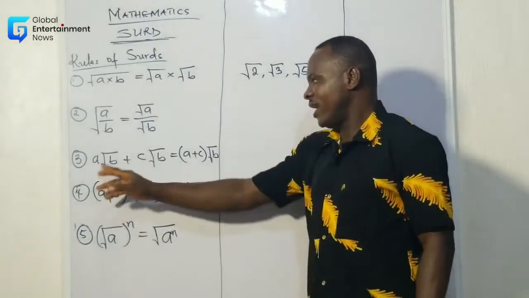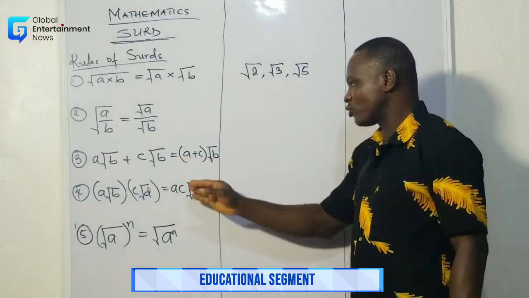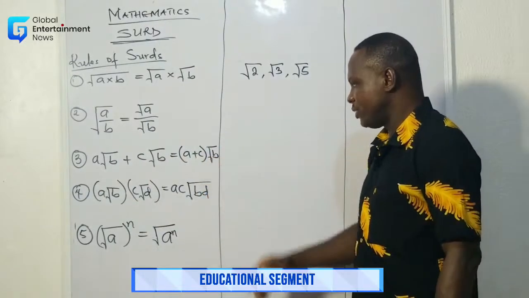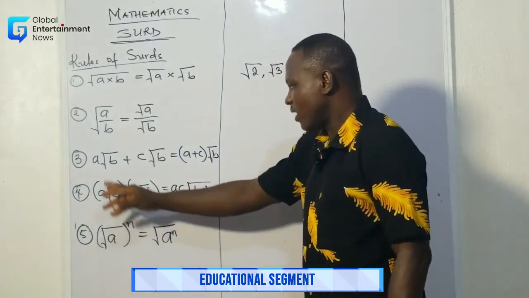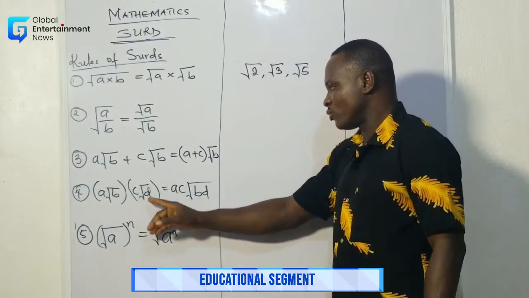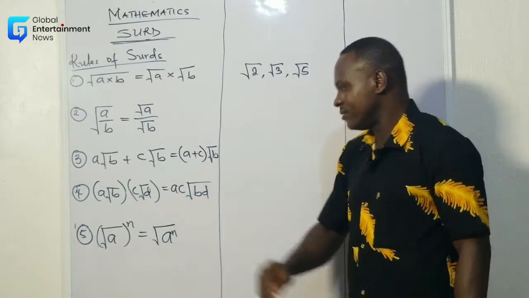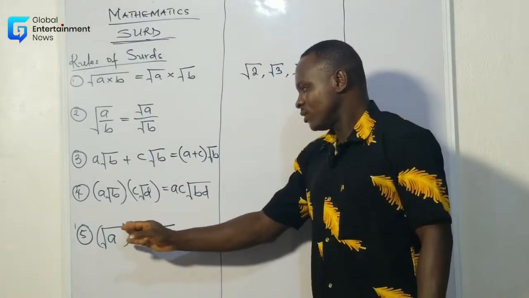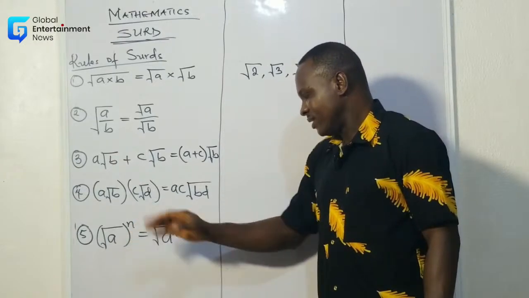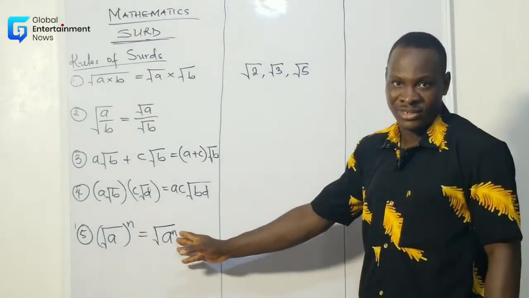Number three: A root B plus C root B is the same thing as bracket A plus C, close bracket, root B. Number four: bracket A root B, bracket C root D, is the same thing as AC root BD. The last one: bracket root A, close bracket, index N is the same thing as root A index N, just like what you're seeing on the board.